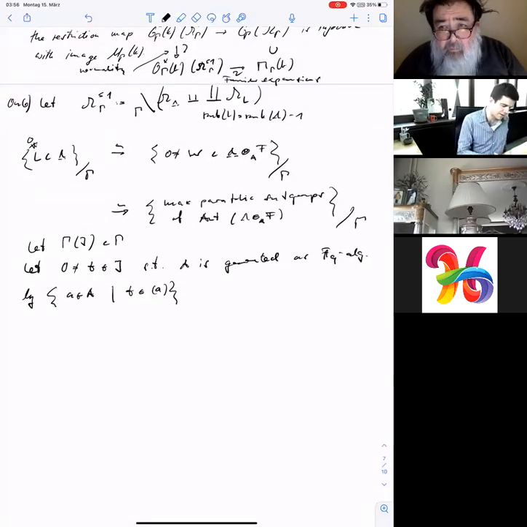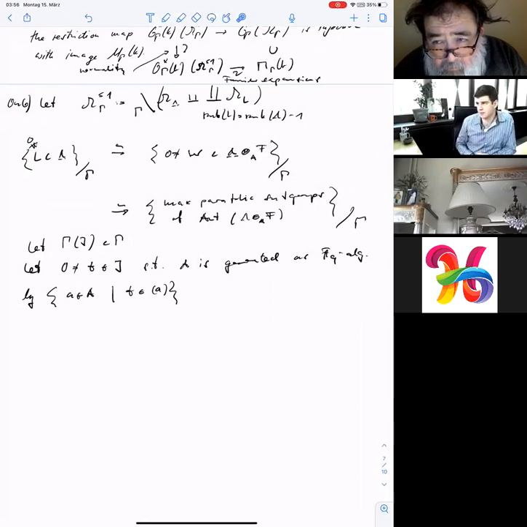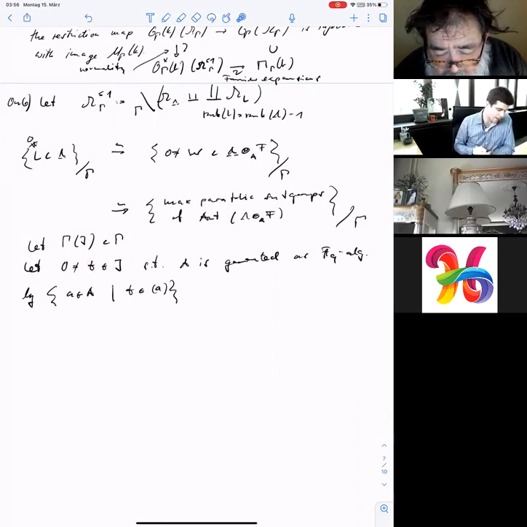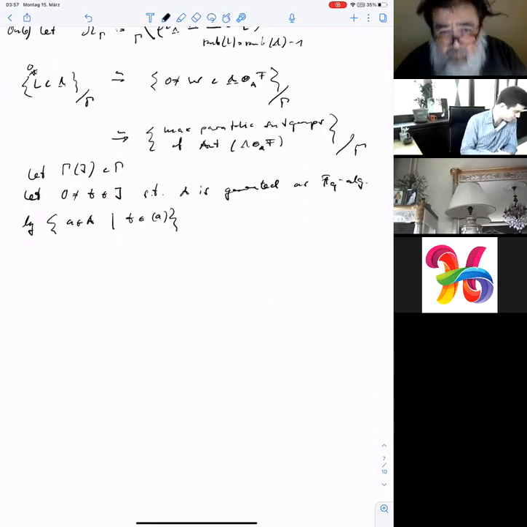Why does such a T exist? Well, can it be explicitly constructed as follows? Since A is finitely generated over F_q, take finitely many generators, multiply them, and multiply them by a non-zero element of J. And so you get an element T in J that by construction satisfies this condition. It's really there, this T.